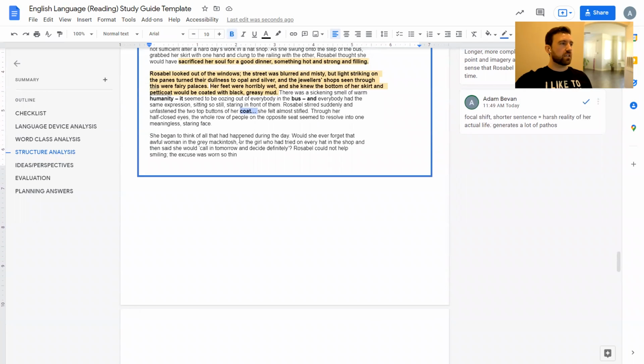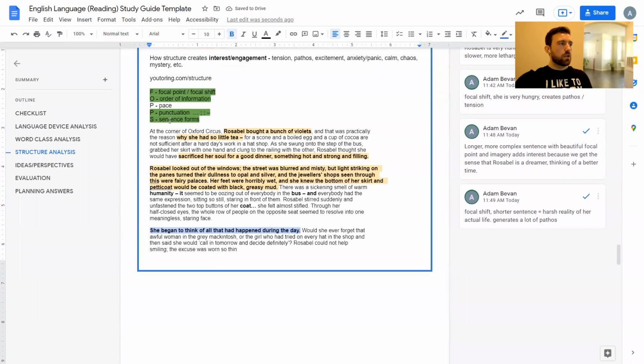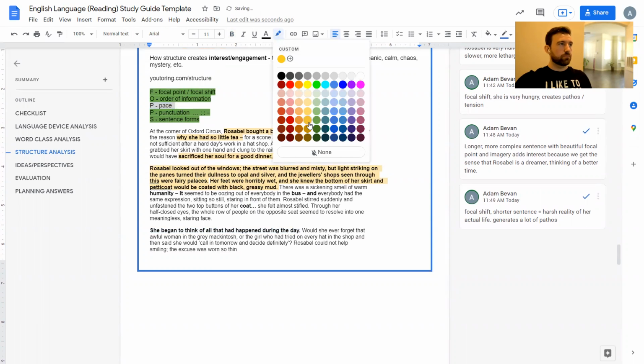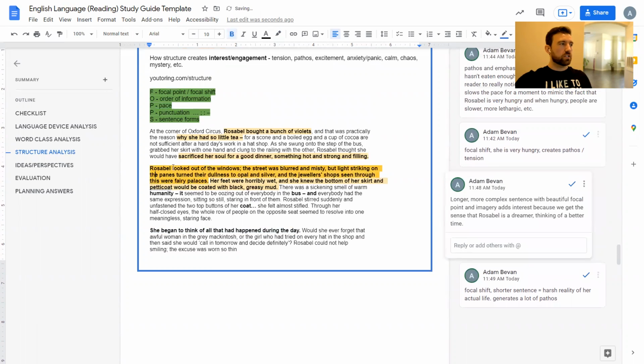She began to think of all that had happened during the day. So straight away, a short, simple sentence, yeah? We'll talk about that, but also in terms of the pace. In these longer sentences, the pace is a little bit faster, and that maybe suggests a little bit of excitement as she's looking out the window at these jewelry shops and how they seem like fairy palaces.